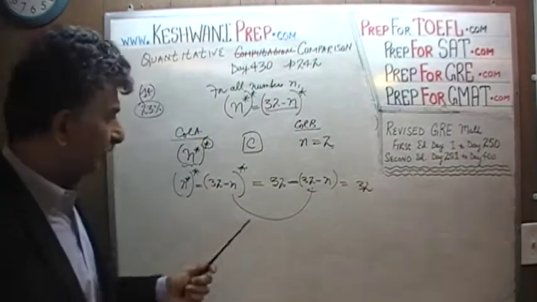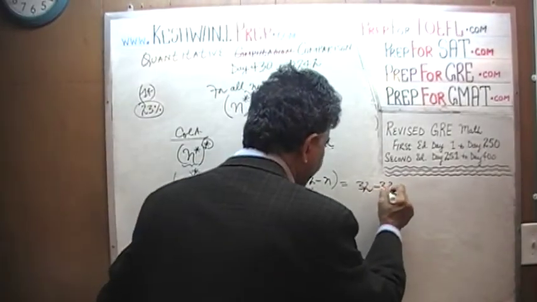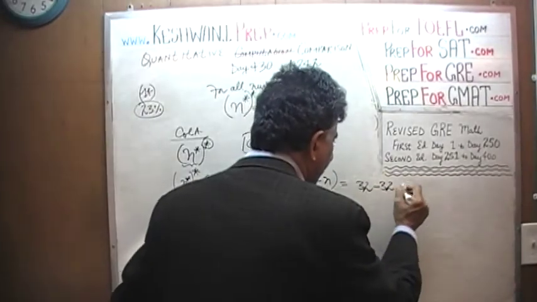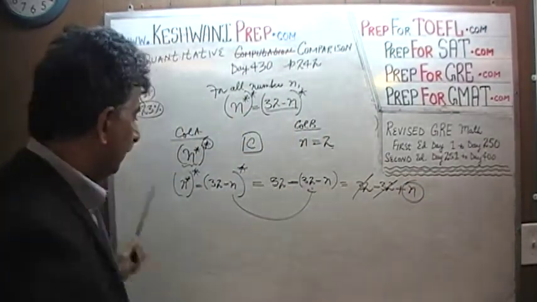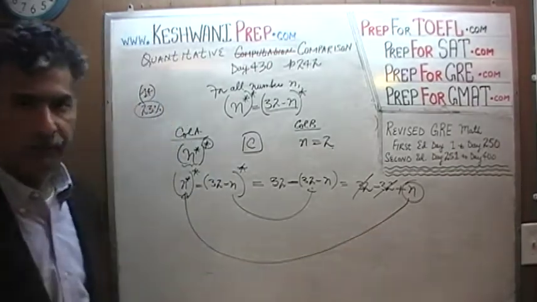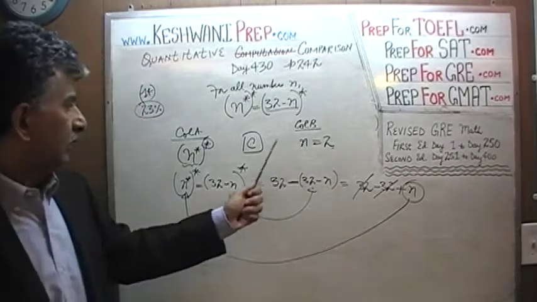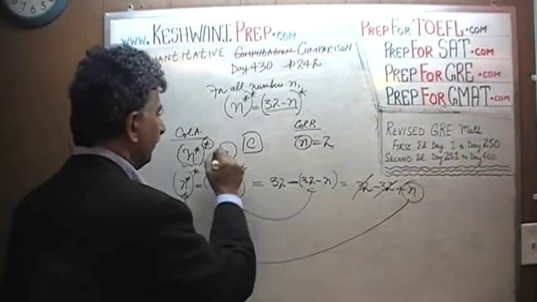So when we open the parenthesis, we'll have 32 minus a 32, and then negative and negative will become positive, and we'll end up with positive n, and this cancels out. We end up with what we started with. We started with n, and we finished with n. So these two quantities are equal. n star star equals n. And this is n, so therefore n equals n, the answer is C.